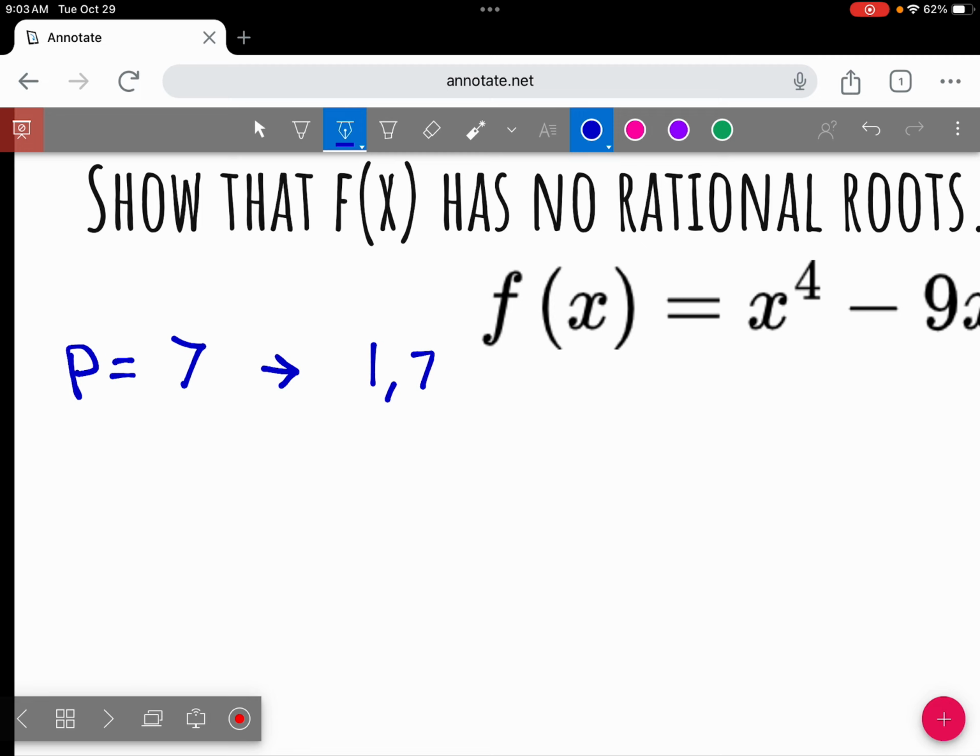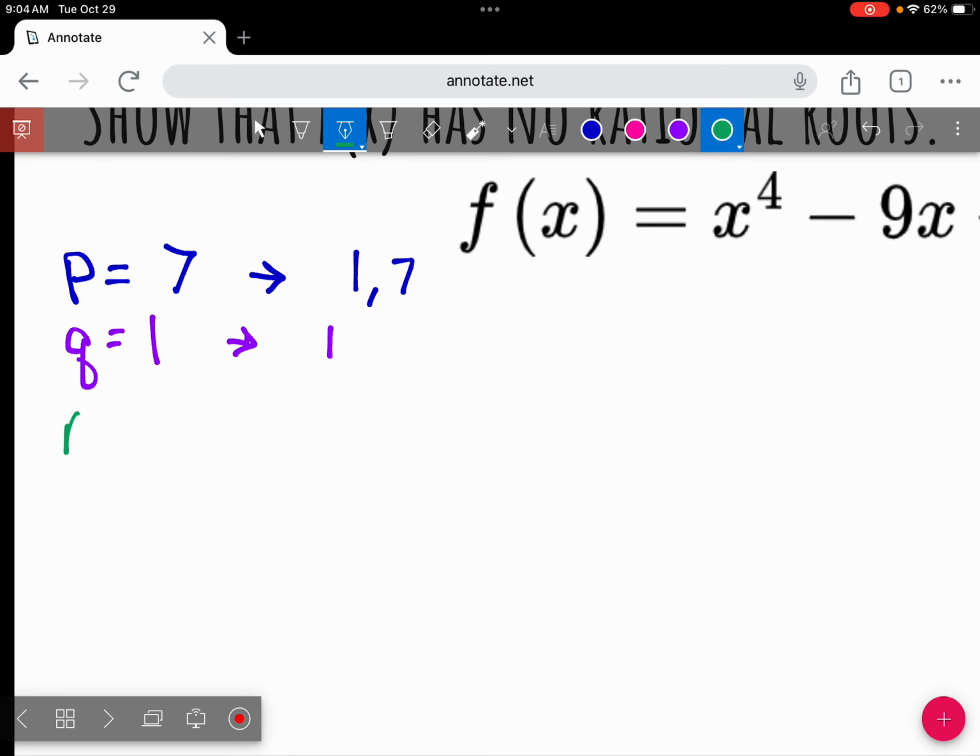What is our q? 1. What are the factors of 1? Just 1. So our all possibles is going to be what list? Plus or minus 1 and plus or minus 7.